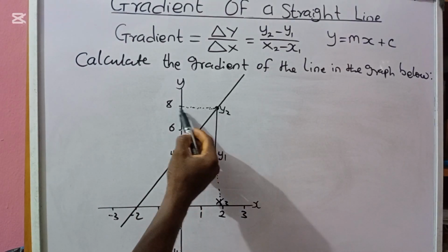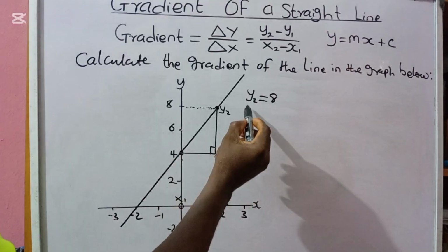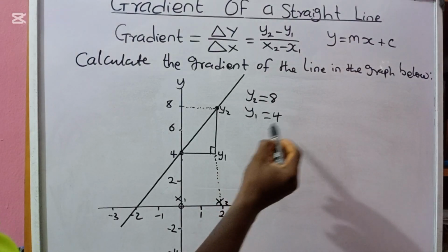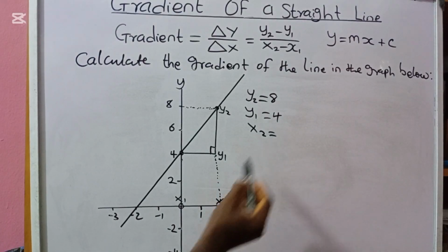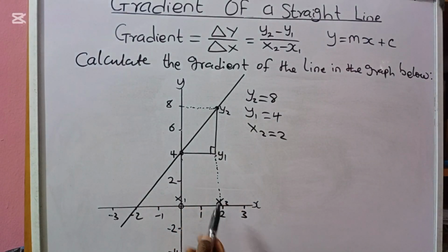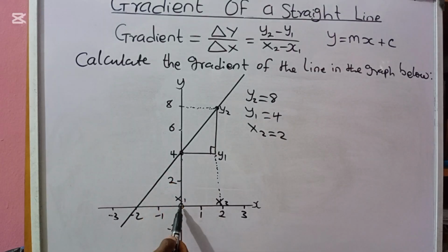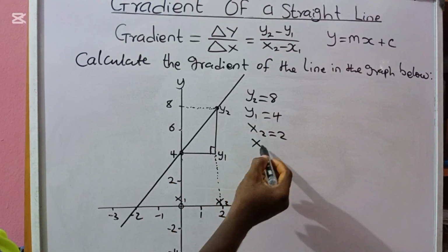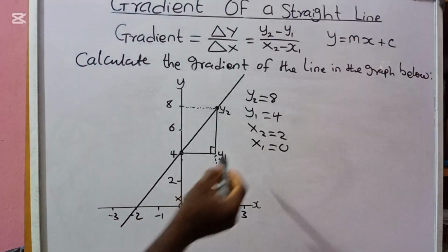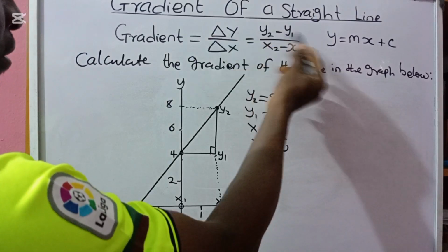Here we have y2. Y2 is 8. Y1 is 4. Then x2 is 2. As you can see from here, x2 is 2. Then x1 is the lower part of the triangle, which is 0, the origin. So x1 is 0.